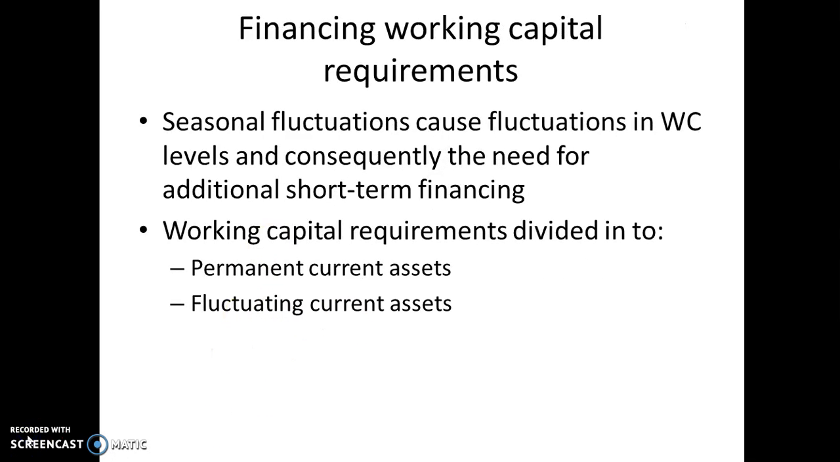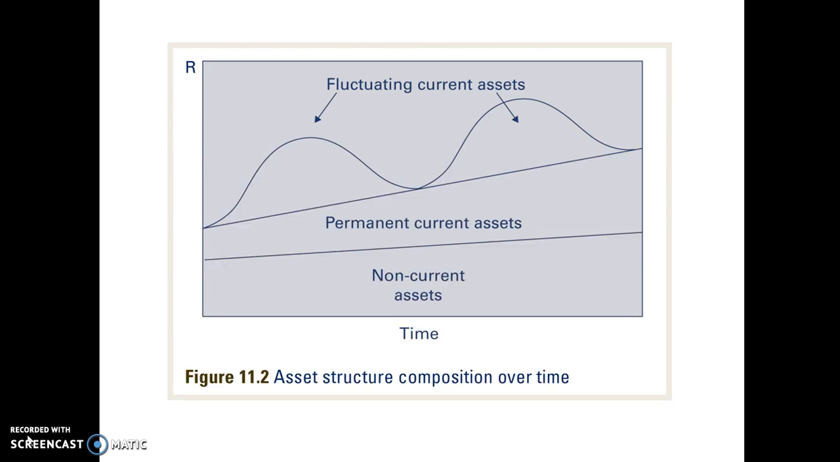And the same counts for purchases. Now, the problem with working capital is seasonal fluctuations, because that causes fluctuations in the levels of working capital, and then as a result of it, you need short-term financing to cover these fluctuations. So working capital requirements can be divided into the permanent current assets, so that's your permanent level of inventory and trade receivables and trade payables, so the long-term average, and then the fluctuating part of it as a result of seasonal fluctuations. So here you can see it graphically.